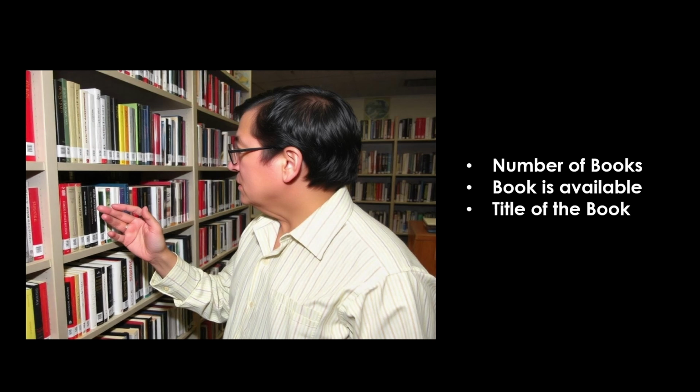So the librarian needs a way to store and organize this kind of information, like the total number of books available in the library, whether the book is available or not, and what the title of the book is. If you see, these are different types of data. The number of books can be an integer, whether the book is available or not can be a boolean value which holds true or false, and the title of the book can be a string.